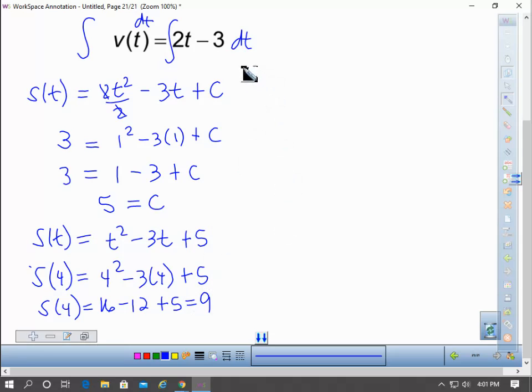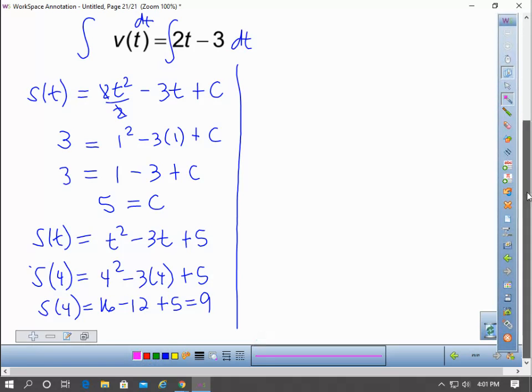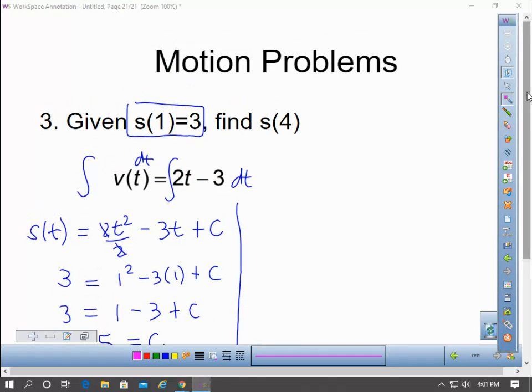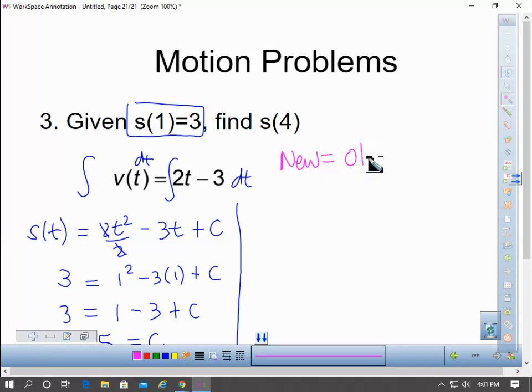Now you'll notice I have left this whole right side empty, and I did that for a reason. All right, so what I'm going to do is I'm going to show you a different way to do the problem. All right, there was another way we learned to do this too. We know that it says if you're given s of 1 is 3, find s of 4. There was another way to do this problem that I taught you. If you want to find your new value, that's going to equal your old value plus the change. All right. So my new value I'm trying to find is s of 4. That's what I'm trying to find.